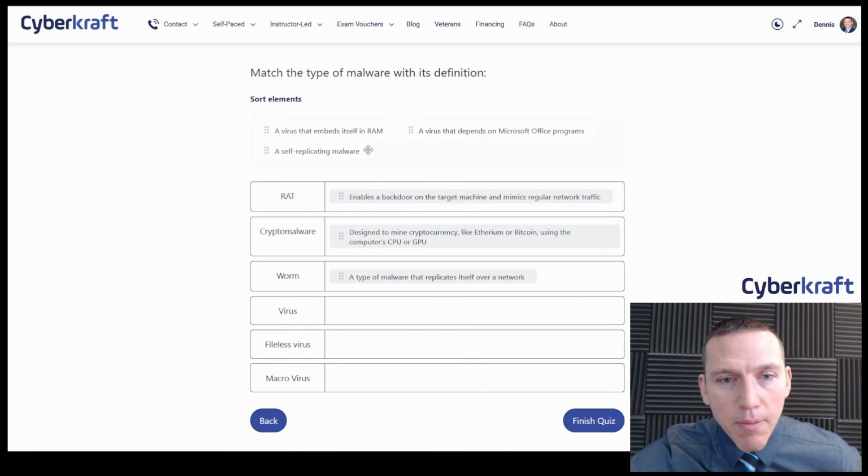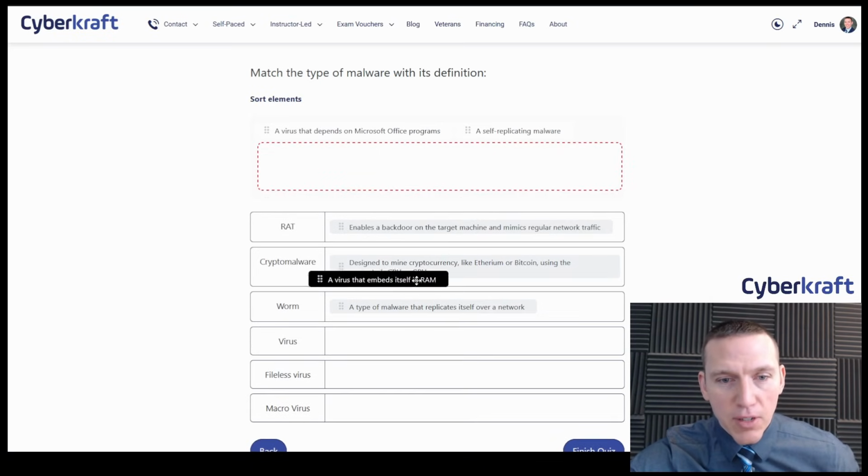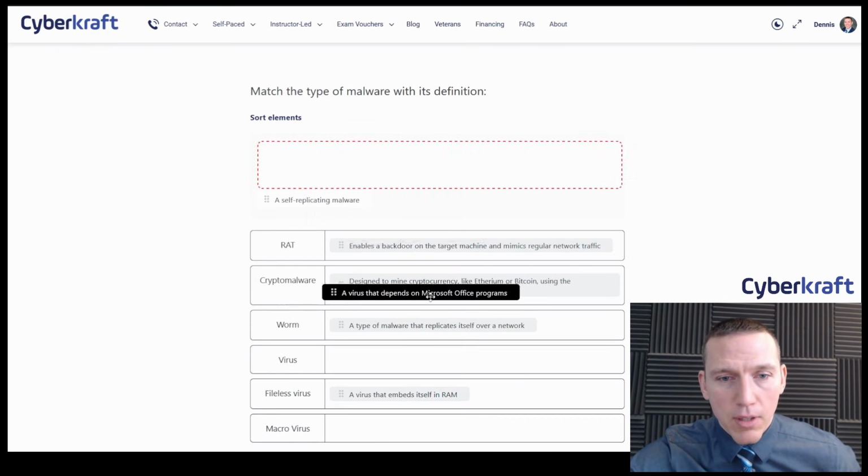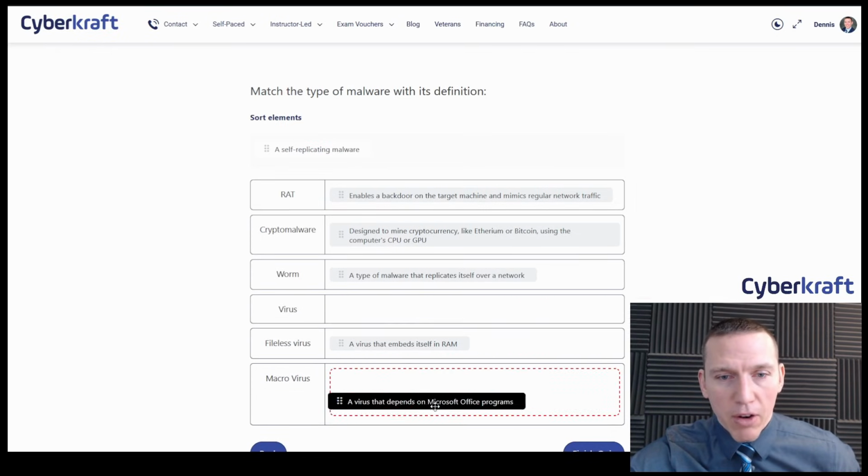We just mentioned that. A virus that embeds itself in RAM. That's a fileless virus. And we see fileless virus there. A virus that depends on Microsoft Office programs. That's going to be a macro virus. Macro virus. All right, great.